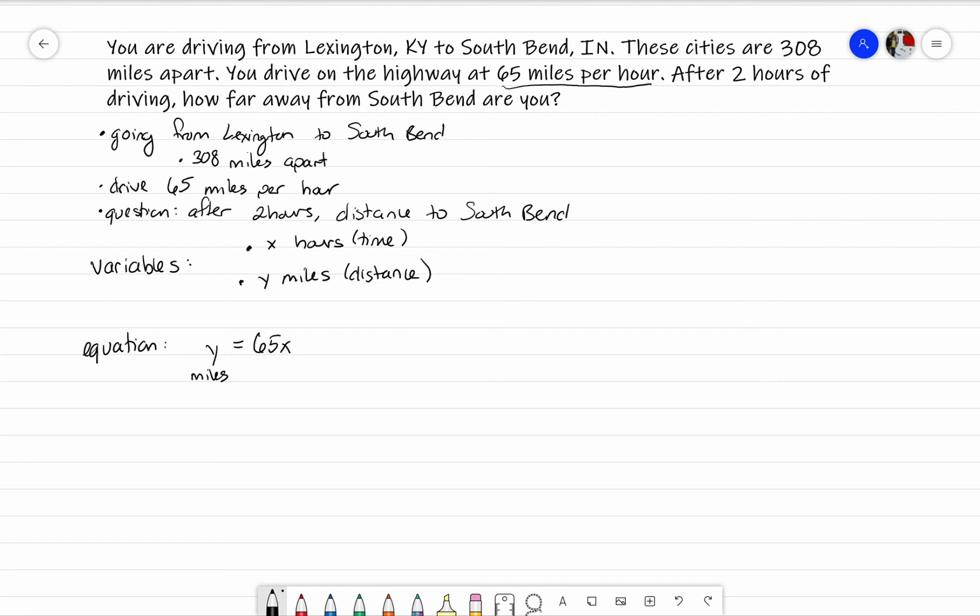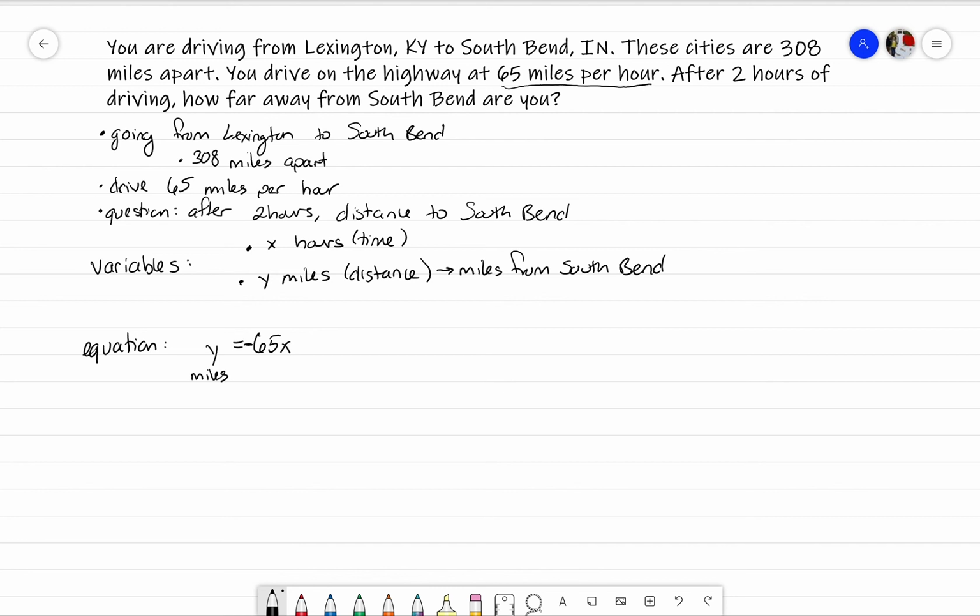But that's not the only information we have. Really, y is the thing that we're looking for here. Y is miles from South Bend. So actually, we're going to want to make this negative here because we're driving towards South Bend. We are getting closer to South Bend. Our distance from South Bend is getting smaller, and so our rate should be negative.